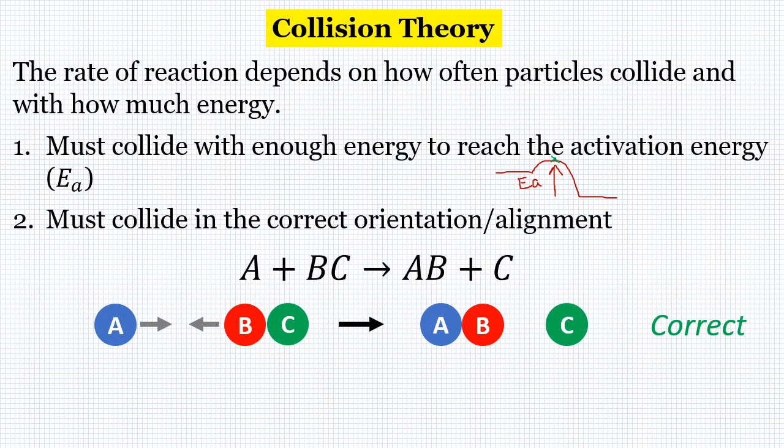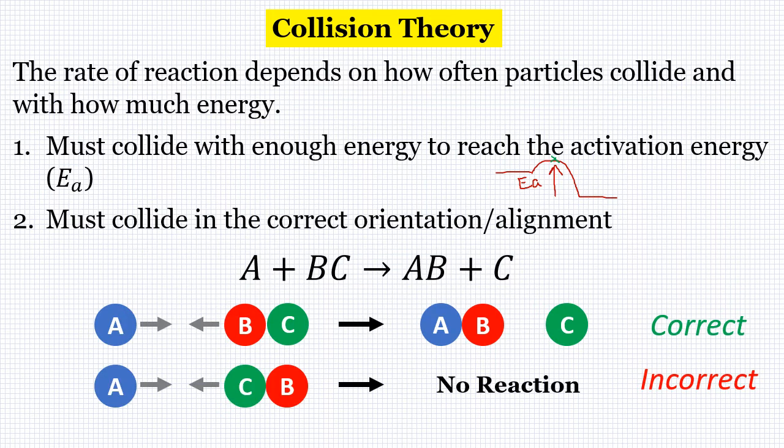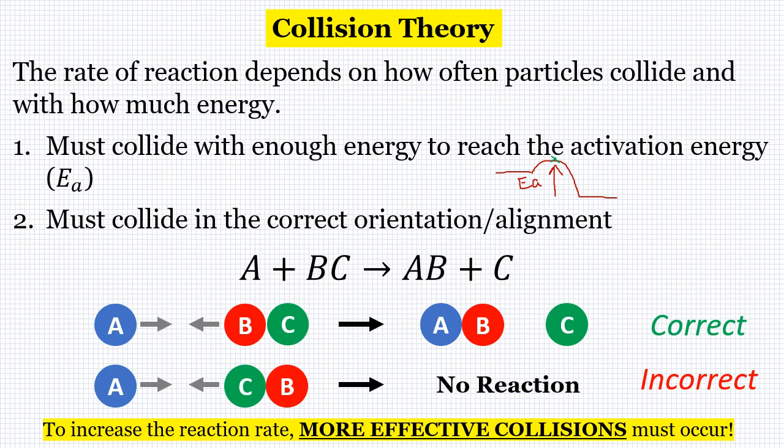Well, if the B and the C switch places like this, there isn't going to be a reaction. A and C aren't going to combine. It needs to be lined up, B and C. So alignment is very important. In order to increase the reaction rate, we need more effective collisions. So you need to have enough energy and you need to have the right orientation.